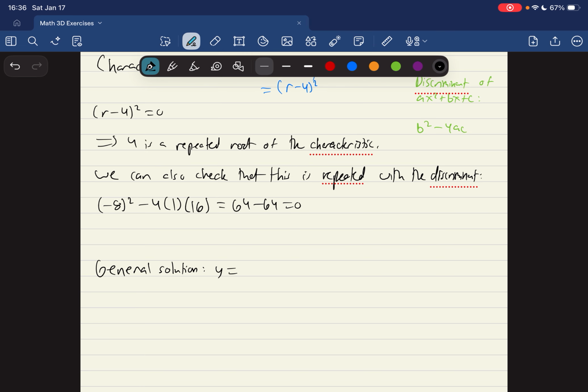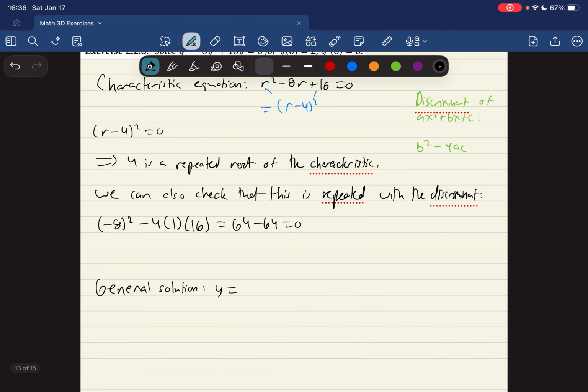So our general solution is going to be y equals some constant c1 times e to the whatever our root was. So in this case, it was 4x. So it's just like the previous case. But our other function with the c2 is going to be x times e to the same root. So in this case, x times e to the 4x. And if you like, you can check by hand that this does indeed solve our differential equation.